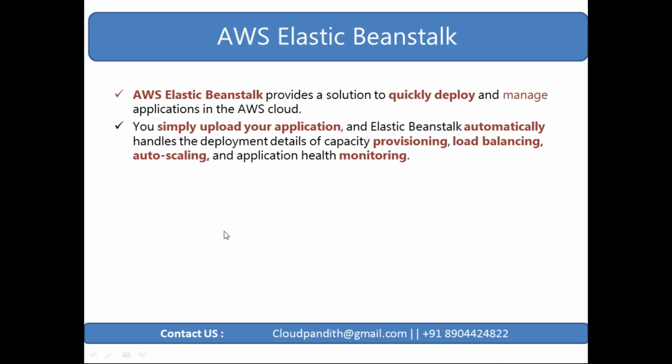Quickly deploy and manage applications in the AWS Cloud. Simply upload your application, and Elastic Beanstalk automatically handles the deployment details of capacity provisioning, load balancing, auto scaling, and application health monitoring. Whether your application is up and running or any failures happen, everything will be taken care of by Elastic Beanstalk automatically. You just have to develop your application and upload your application code. That's all, friends. If AWS S3 or EC2 instances are required, it will automatically take them in the backend. You need not worry.